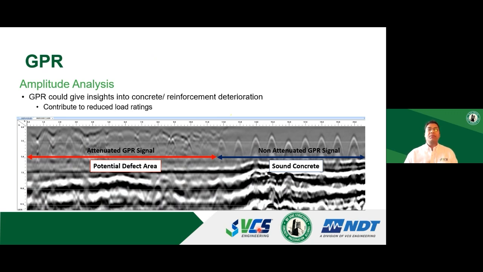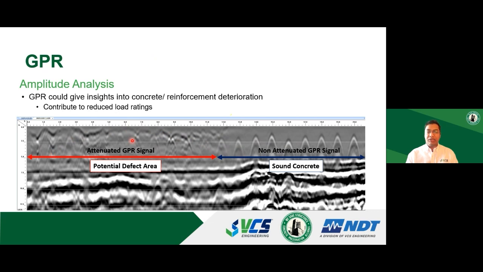There have been claims in the market that GPR can tell you what exactly is the issue with the concrete. But the thing is, GPR can only tell you the locations where you can have a potential defect. In the image shown here on the bottom, you see the left side of a typical GPR scan shows a diffused signal. You cannot really see a clear hyperbolas or clear rebar. Whereas on the right side, you can see a specific, very clear peak, which is a sign of sound concrete.